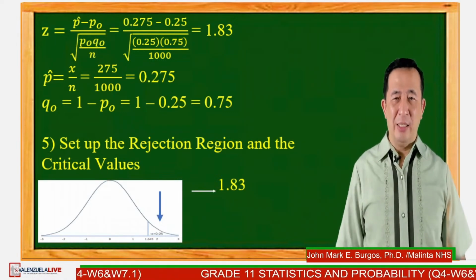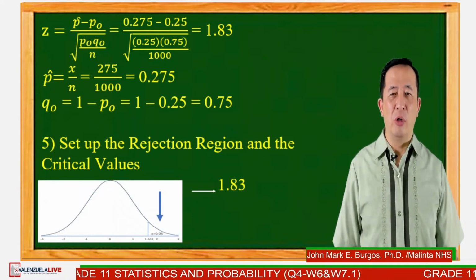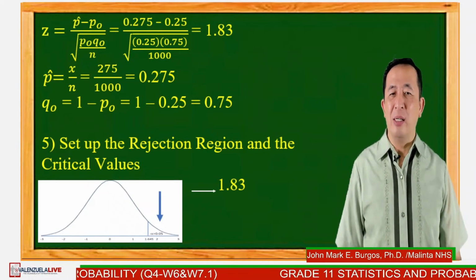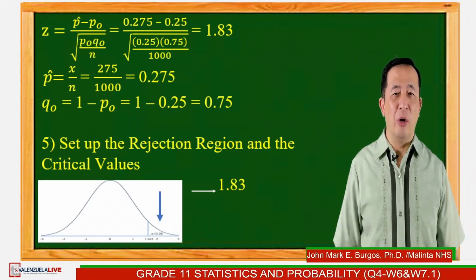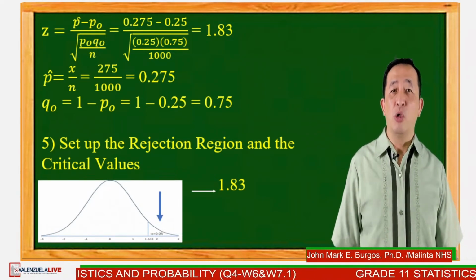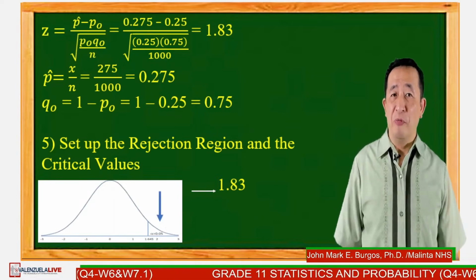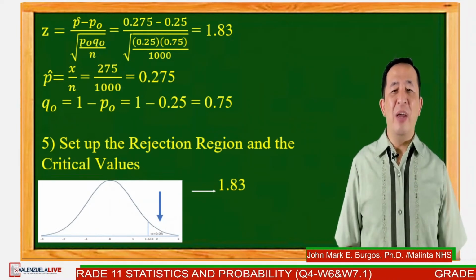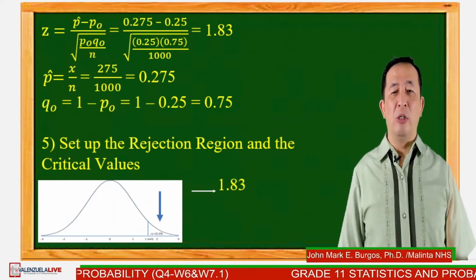To compute for the z-test, we have p hat minus p sub o over the square root of p sub o times q sub o over n, which is equal to 0.275 minus 0.25 over the square root of 0.25 times 0.75 over 1,000. The total computation is 1.83. To compute for the p hat, we have x over n, and substituting the given values, we have 275 over 1,000, which is equal to 0.275.